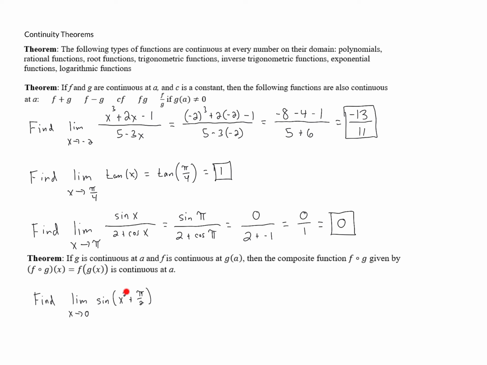Now, x squared plus pi over 2 is continuous everywhere, and sine is continuous everywhere, so this composition is going to be continuous everywhere. Specifically, when x is 0, it will be continuous, and so that means that to evaluate the limit, we just evaluate the function by plugging in 0 for x. So this becomes sine of 0 squared plus pi halves, which is the same as just sine of pi halves, which is equal to 1. So we know that this limit is equal to 1.